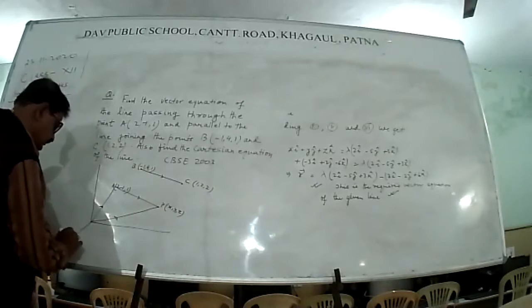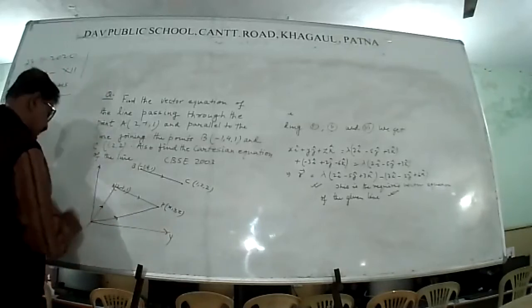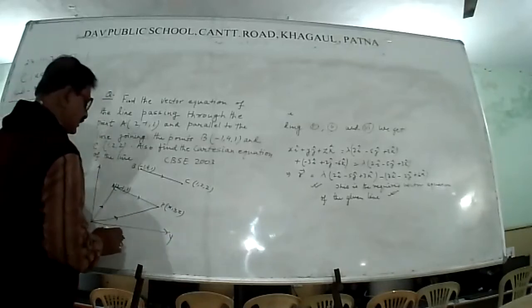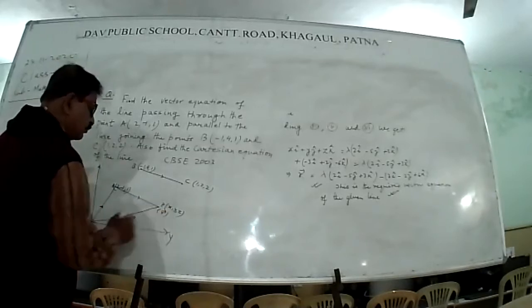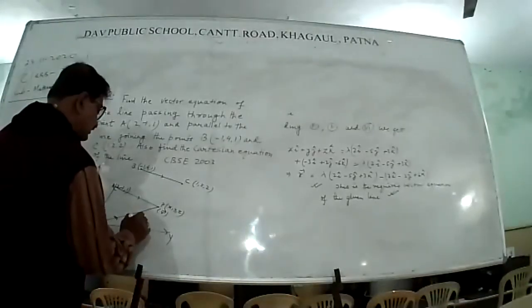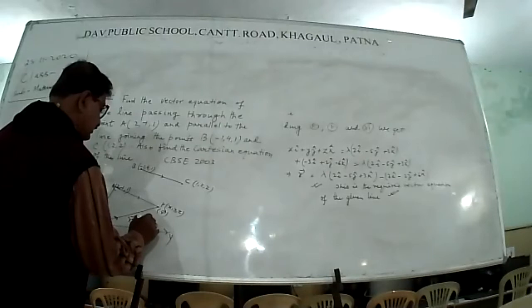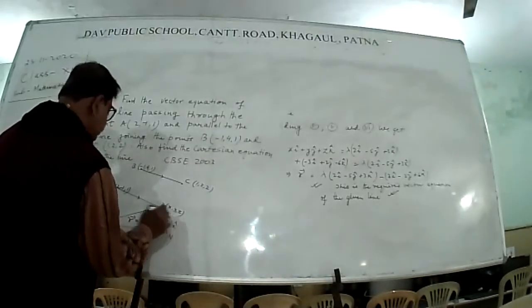This is the required figure. Coordinates are x, y, z coordinates. Here r is the position vector of P. The r vector is equal to x i unit vector plus y j unit vector plus z k unit vector.